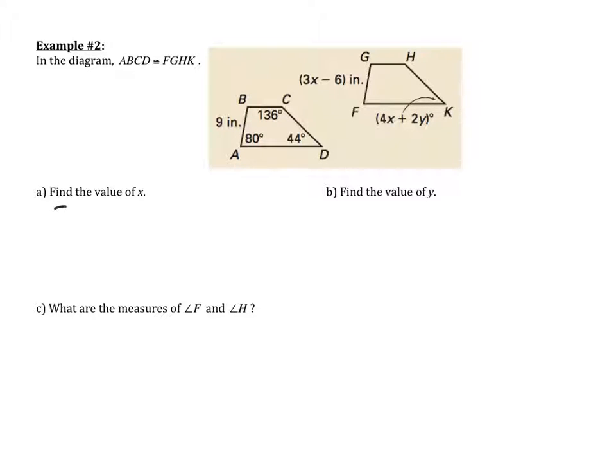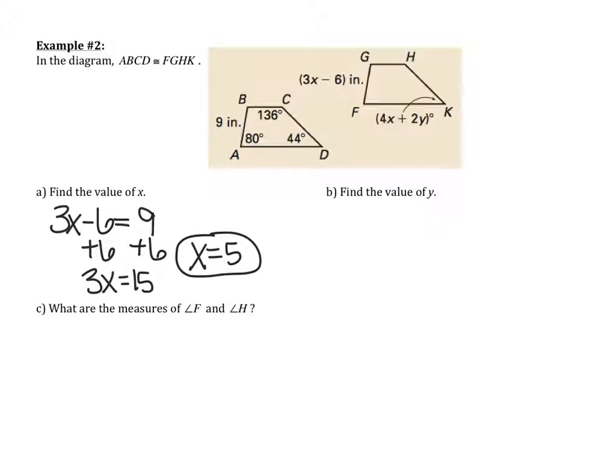So my equation would be 3x minus 6 equals 9. I would add 6 to both sides, so I'd have 3x equals 15. If I divide both sides by 3, 15 divided by 3 is 5. So x equals 5 for part A.